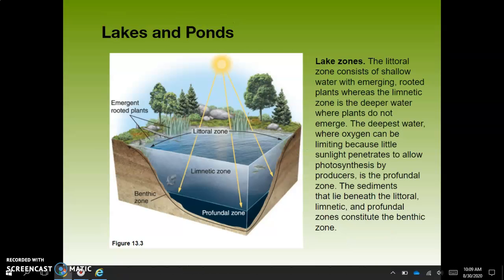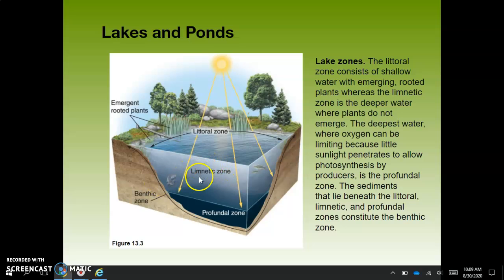And here's just a depiction of these. So here we've got our emergent rooted plants. So again, the roots are in the actual pond, but the plants grow up. You see these a lot in marshes, and they're oftentimes located towards the shore of a lake or a pond. Here is our littoral zone, which is the open ocean.